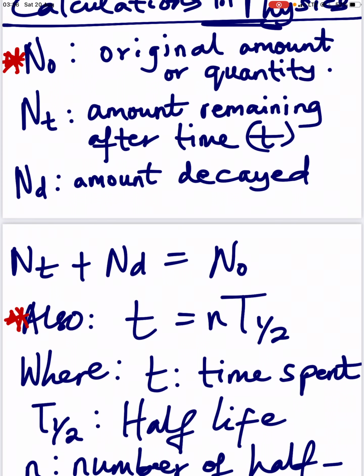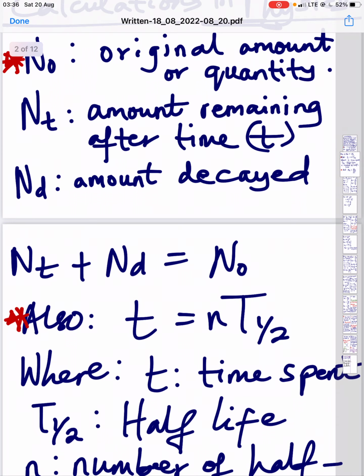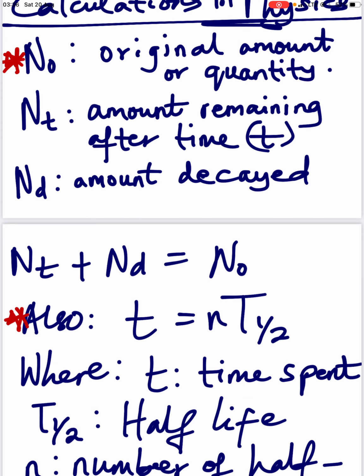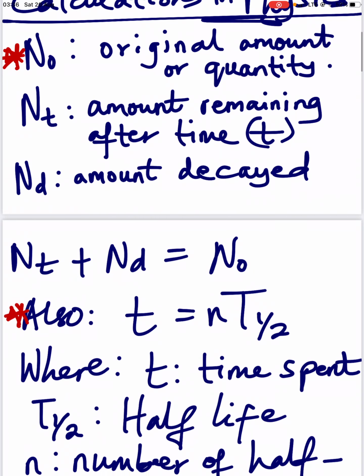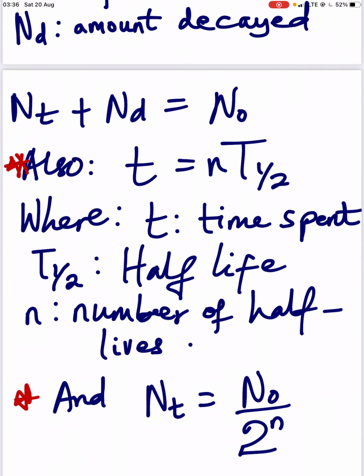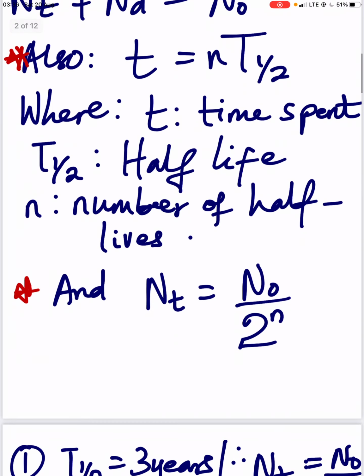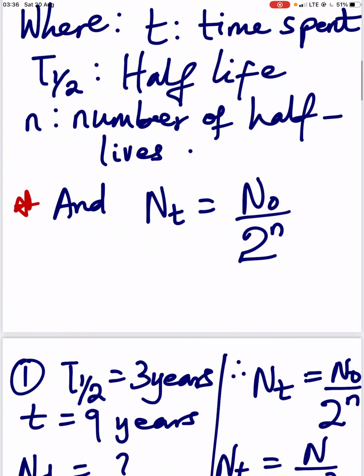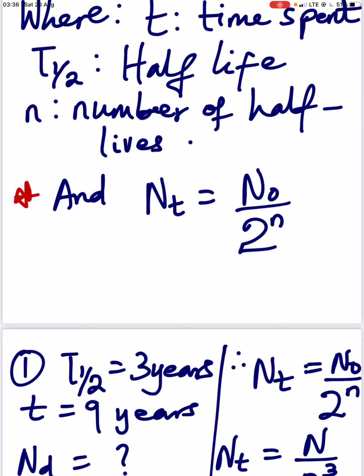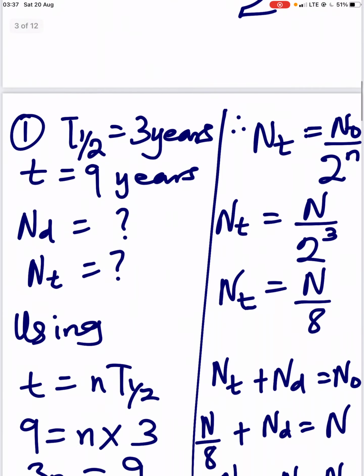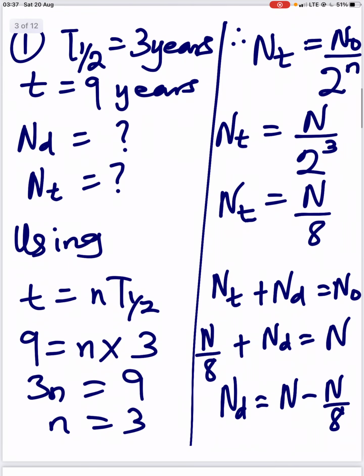Also, another relationship we use is t is equal to n times T half, where t is the time spent and T half is the half-life. n is the number of half-lives that has passed. Now, after that, another relationship we use is Nt is equal to N0 over 2 raised to the power n. Let's go straight to the exercise and start from question 1.